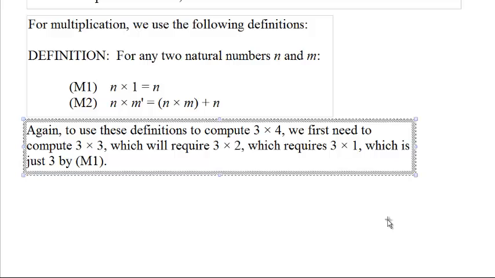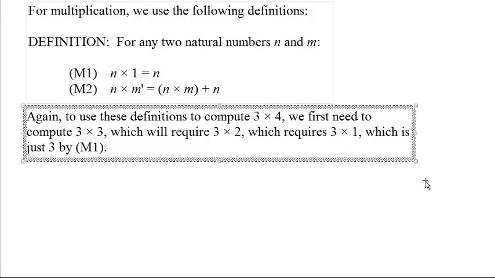And how do we use this? Again, to use these definitions to compute 3 times 4, we need to prove 3 times 3, which will require 3 times 2, which requires 3 times 1, which is just 3 by the very first multiplication axiom.